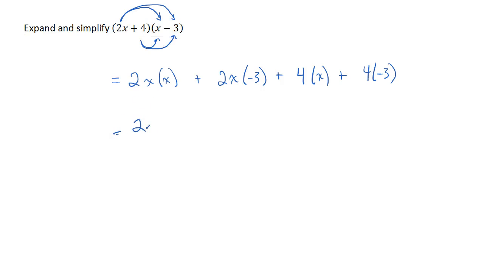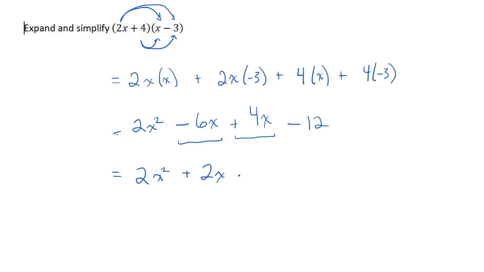2x times x is 2x squared. 2x times negative 3 is negative 6x. 4 times x is 4x. And 4 times negative 3 is negative 12. Now, you can see right here we've got two terms that have just x as the variable. Those are like terms, and we can group those together. So we have 2x squared, a negative 6x, and a positive 4x, which totals out to a positive 2x. And we still have our minus 12.